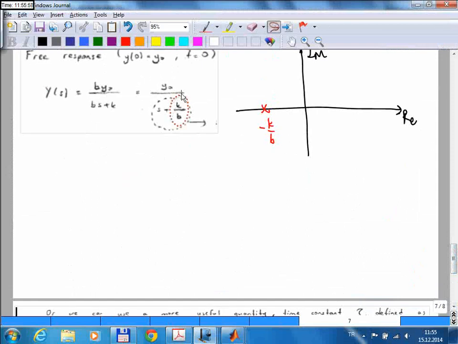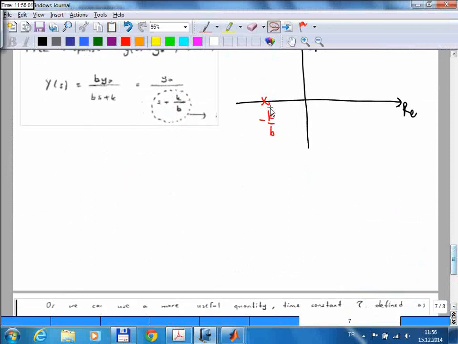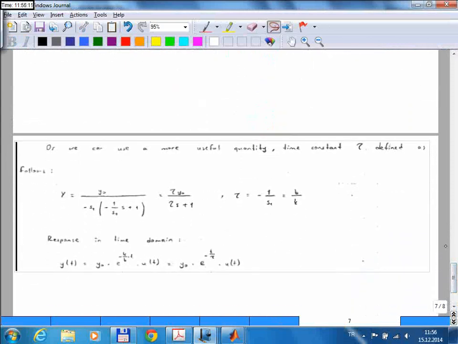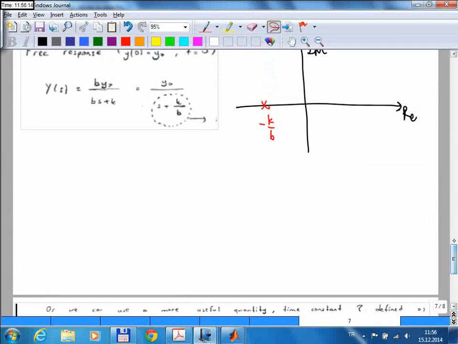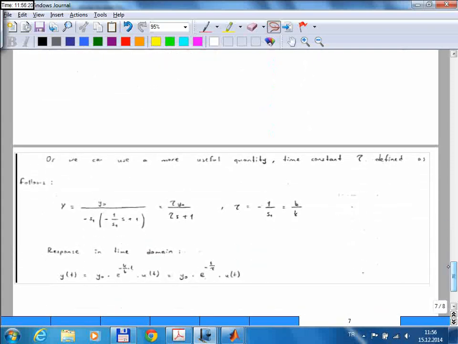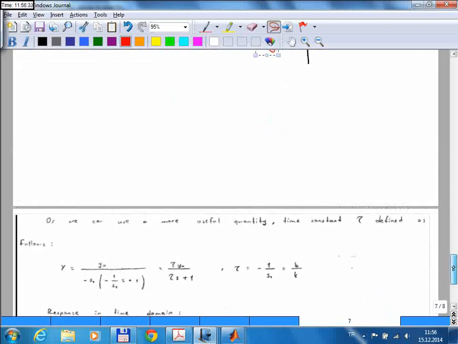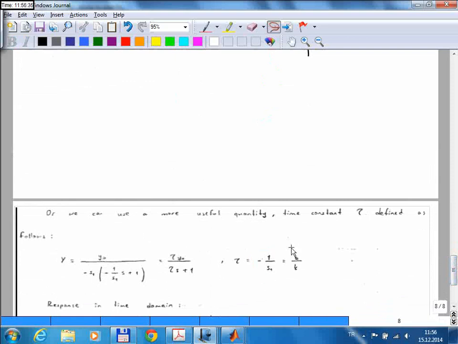So if you have just one pole, then we either need to tell the location of that pole directly, or we can specify the location in terms of time constant. You know, we defined time constant before. And if you write it in this form, s plus something, that something gives you the location of the pole. Or you can write it in this form, tau s plus 1. In this case, this tau becomes the time constant. Okay, it's just the same information. It's the inverse of the other. So the pole is located at minus k over b, and the time constant is equal to b over k.